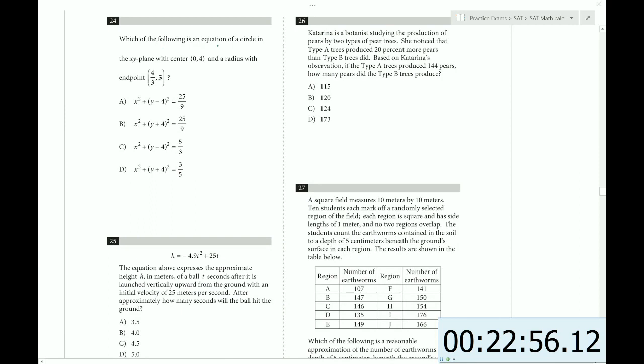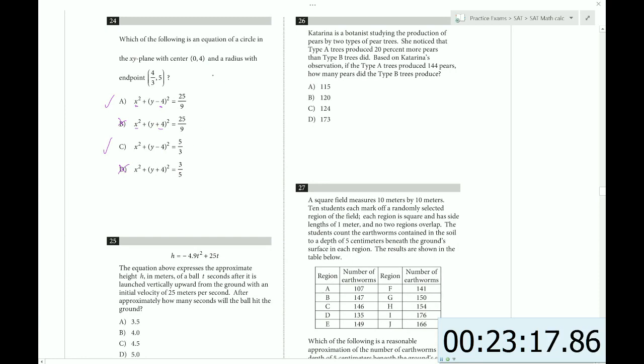Which of the following is an equation of a circle in the xy plane with center (0, 4) and radius with endpoints of this? Okay. So center (0, 4), this one matches up correctly. (0, and this is going to be negative 4.) No good. (0, 4), yes. (0, negative 4), no.